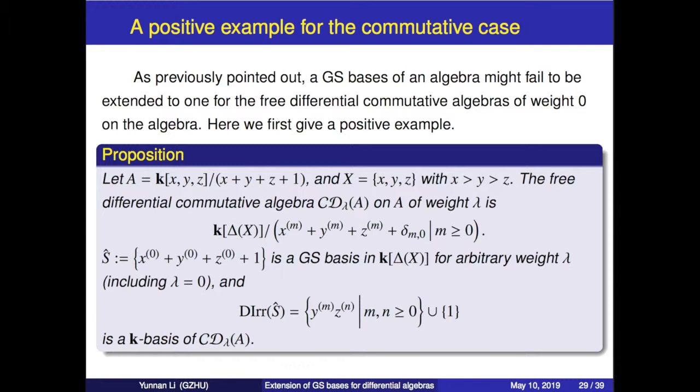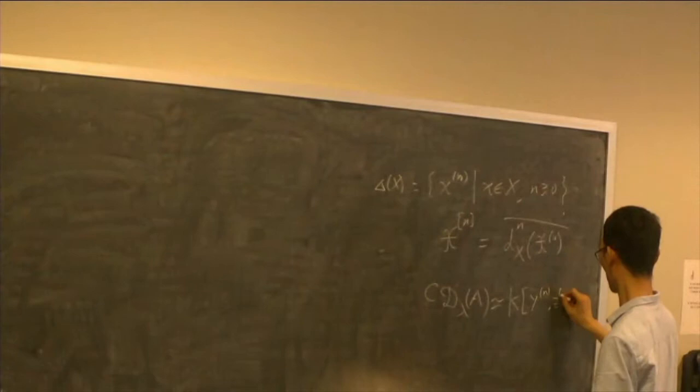And then by the composition-diamond lemma, what is delta sub m comma zero? Delta. What do you mean? Kronecker delta. Then by the lemma, we derive the differential irreducible words as the linear basis. Then in fact, for this example, this is just the free differential algebra generated by two variables.